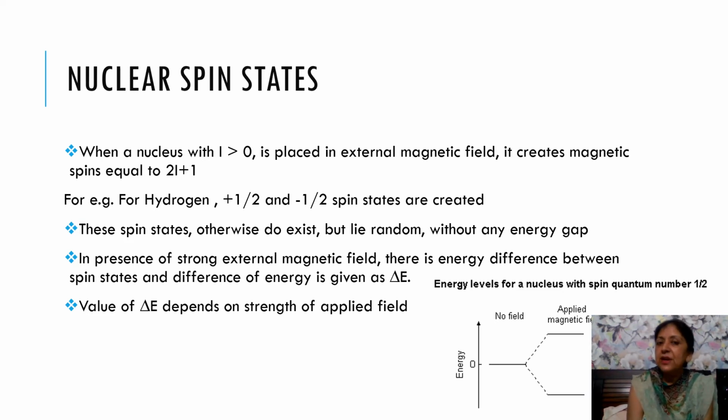Now a difference of energy is created between these two spin states, and that difference of energy of course depends upon the external field which we apply. The more the applied field, the more the energy gap between the two spin states. So if we want to clearly visualize the signal, we should apply an appreciable amount of external magnetic field so that the energy gap between the two spin states is appreciable and we can see the signal properly.